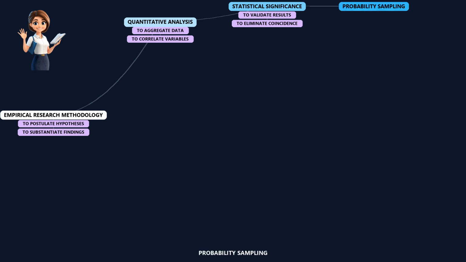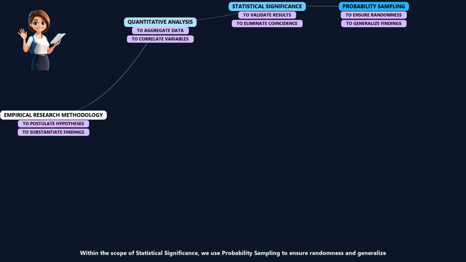Probability sampling. Within the scope of statistical significance, we use probability sampling to ensure randomness and generalize findings. To put it simply, we pick people for our study like a lottery, so the results represent the whole country.